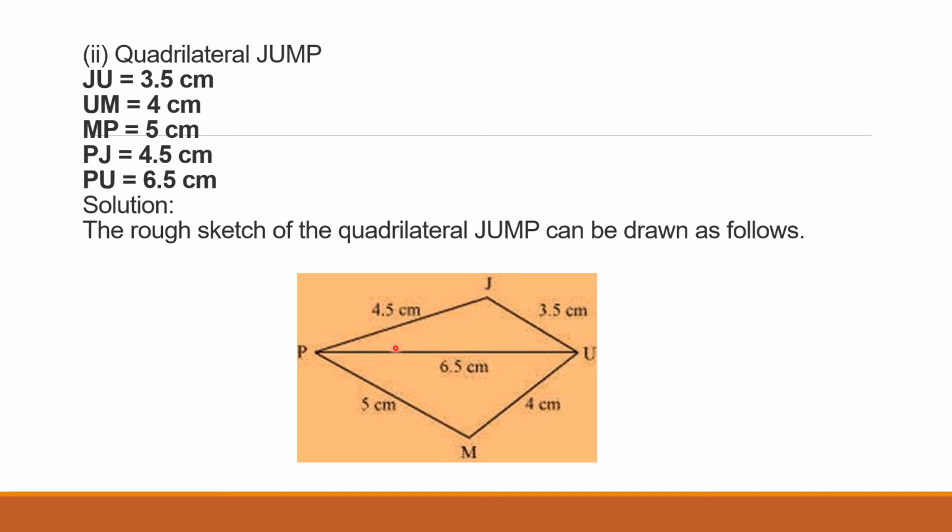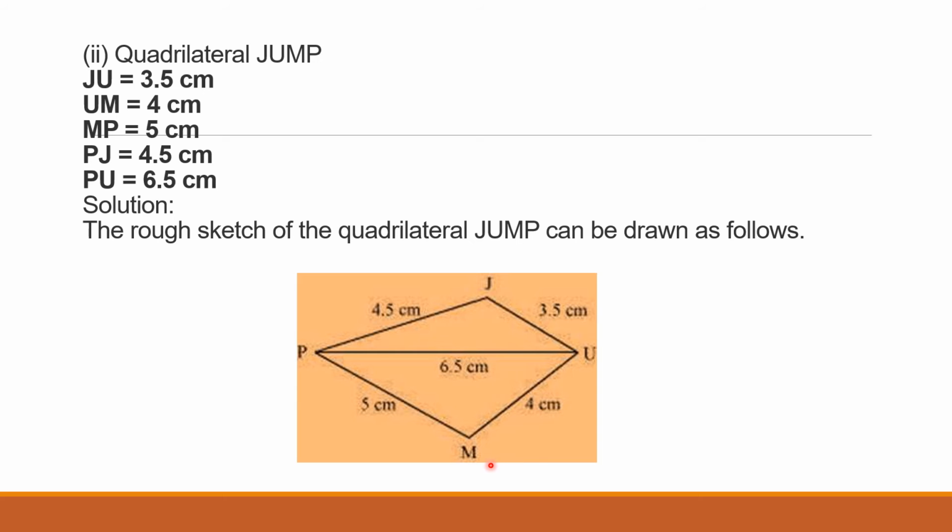We can start from this diagonal also. For example, first of all, I have drawn this diagonal PU. Then with point U, I will cut an arc of 3.5, and with point P, I will cut an arc of 4.5. This is point J and I will join it. I will do the same step for point M also.